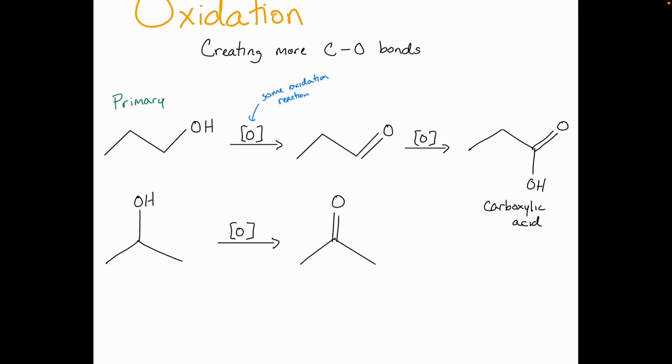Okay? But the problem is, if I tried to oxidize this again, I can't just stick an OH on there, right? That's not going to work. I'd actually have to break a carbon-carbon bond in order to add anything else, which isn't going to happen. So secondary alcohols, we can oxidize them to that carbonyl step, but then we're stuck. It's stuck there, right? We can't further oxidize it to a carboxylic acid. There's just no more room on that carbon.